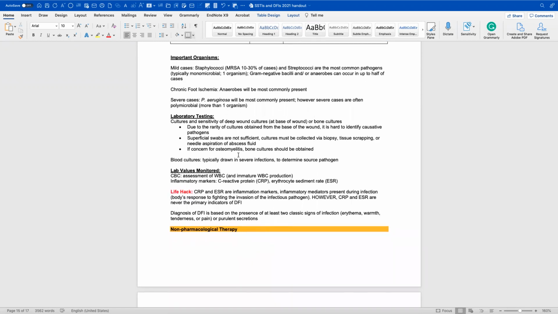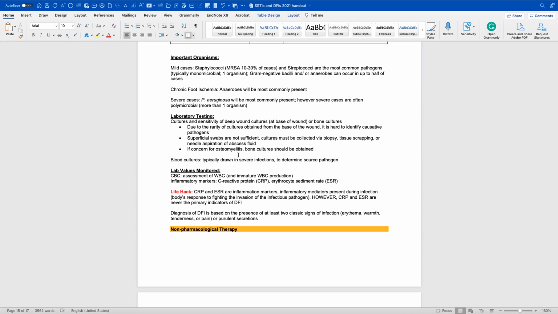So important organisms to consider. In mild cases, MRSA are present in about 10 to 30% of cases. Streptococci are the most common pathogens, and gram-negative bacilli and anaerobes can also occur in about half of cases. So chronic foot ischemia or anaerobes will be most commonly present. So if the patient has decreased or chronic decreased blood flow to their feet, then you can bet your money that an anaerobe is probably causative of an infection there.